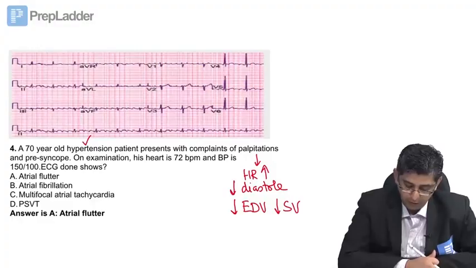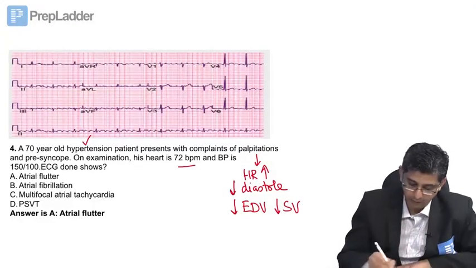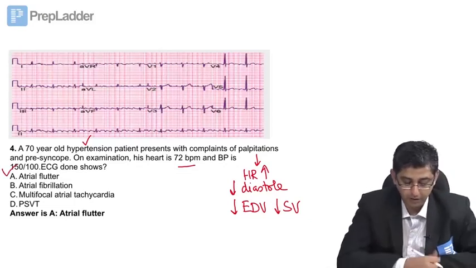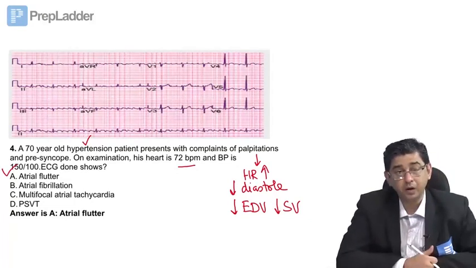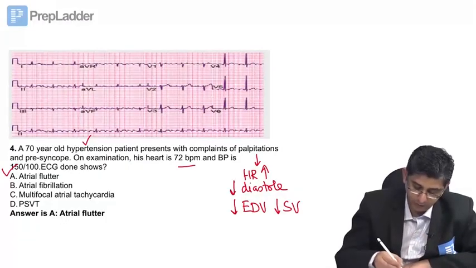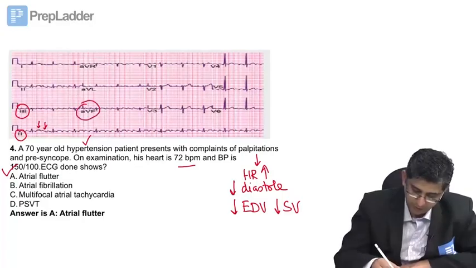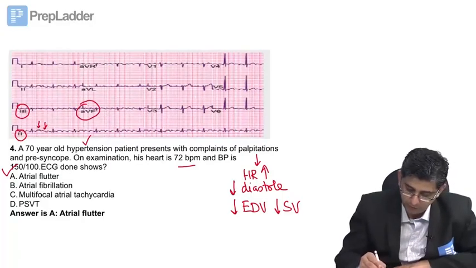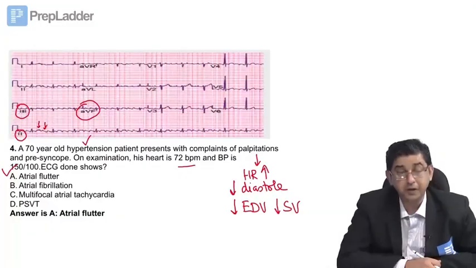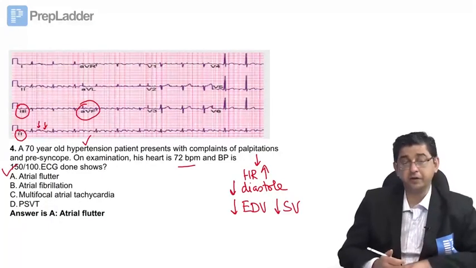On examination, however, when he has come to the hospital, his heart rate is 72 and BP is 150 by 100. So he is a hypertensive patient. He had these complaints at home. Now when you are evaluating this patient, you are noticing the fact that in the ECG of the patient, you can see this characteristic sawtooth wave pattern which is present in lead 2, lead 3 and is also present in aVF, but it is difficult to identify this kind of a pattern with respect to the remaining leads. This is because of the fact that the ectopic focus in atrial flutter is right-sided.